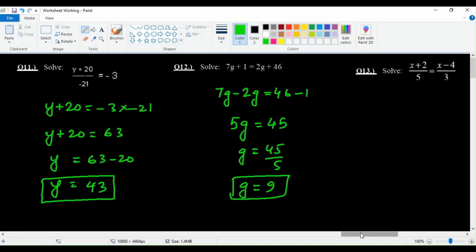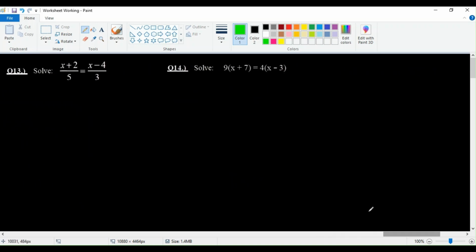Moving on to the next question, which is question number 13. Now, the most important part is that whenever you see fractions, this is a fraction, this is a fraction, and this is also a fraction. So whenever you see fractions and an equal sign in between, you should understand that we are cross multiplying. So 3 is going to be multiplied by x plus 2 equals 5 multiplied by x minus 4.